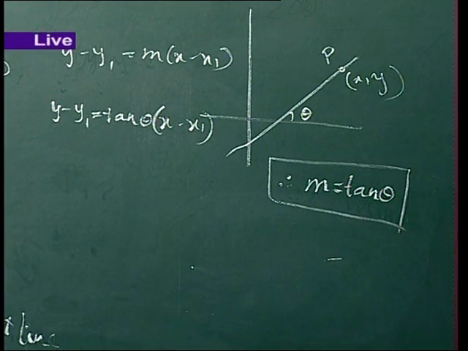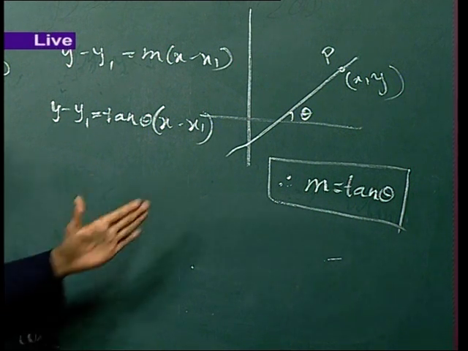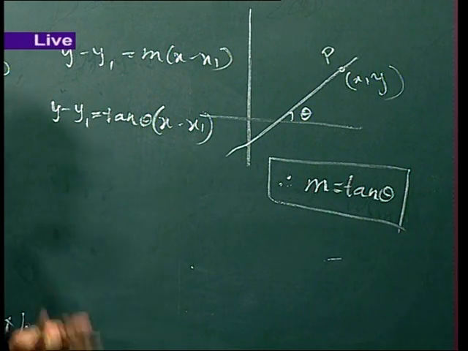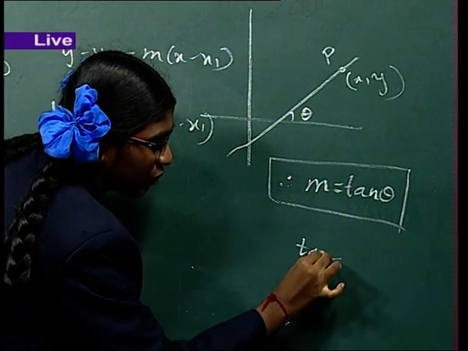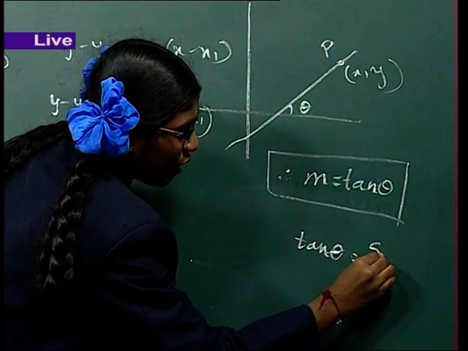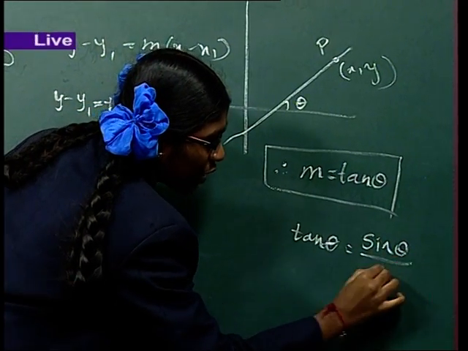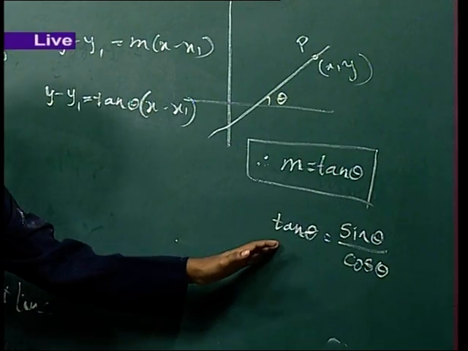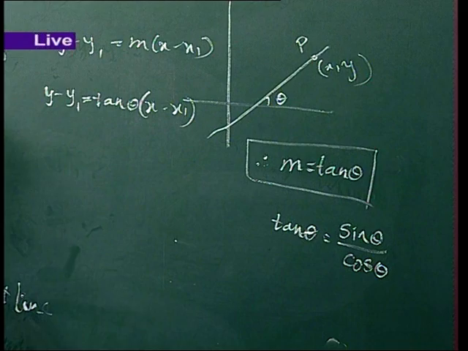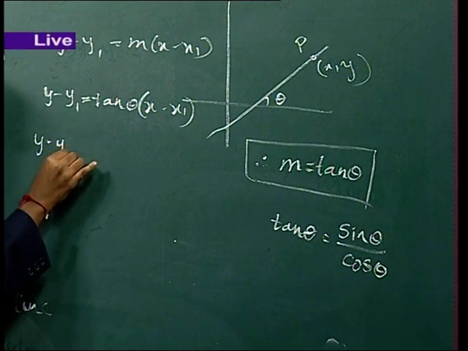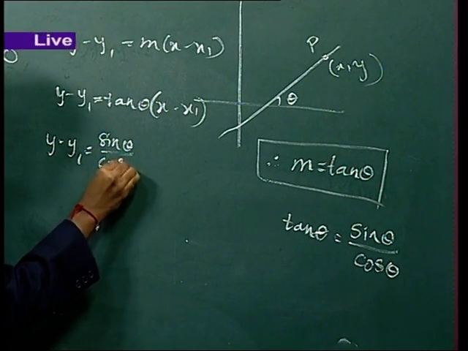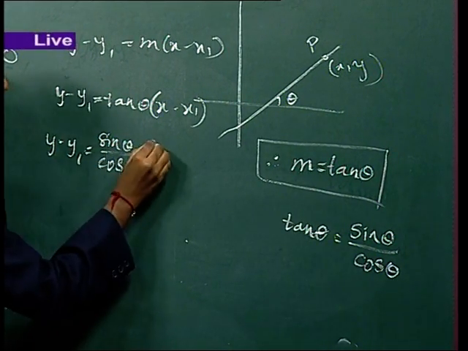According to our basic trigonometric formulas, what do we have to write in terms of tan theta? Yes, instead of tan theta we have to write sin theta by cos theta. So, we are putting sin theta by cos theta here.